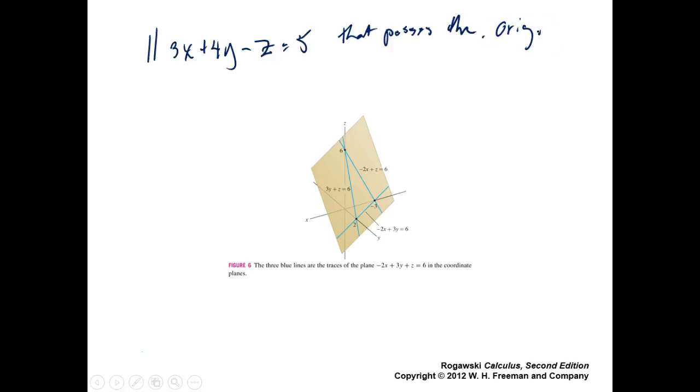Okay? Obviously that picture doesn't apply to here. The plane that's parallel to that plane that passes through the origin. Any guesses? Okay. A little bit of a review type thing. What do these coefficients, 3, 4, and minus 1, what do those represent?